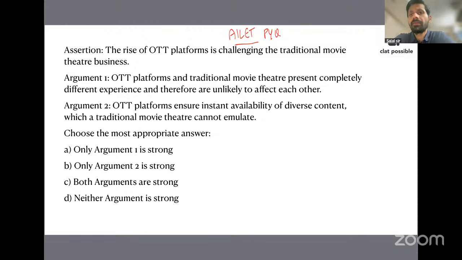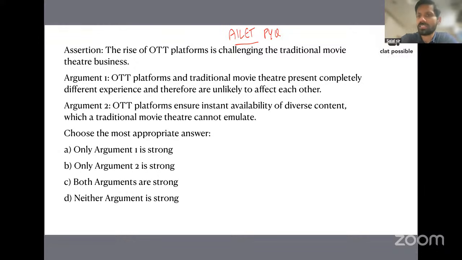Okay. The rise of OTT platforms is challenging the traditional movie theater business. Argument one, that's the assertion. So, argument one, OTT platforms and traditional movie theater present completely different experience and therefore are unlikely to affect each other.